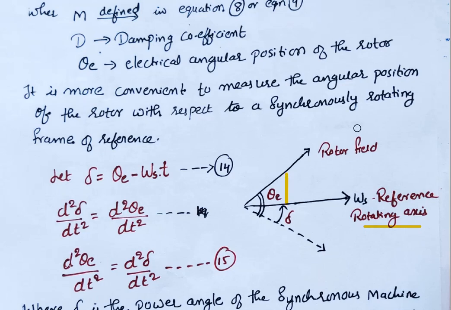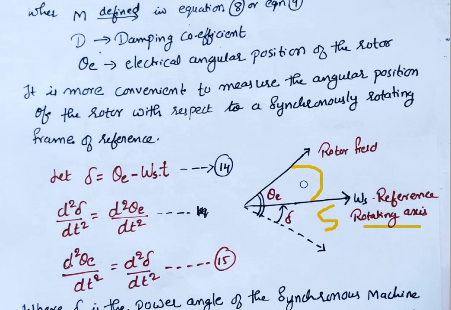Consider this and this. What will happen if the reference rotor axis is kept stationary, and my rotor field is always rotating 360 degrees? This is the reference; it completes one cycle, two cycles, three cycles, like that. We don't know whether it is rotating at the synchronous speed or not.